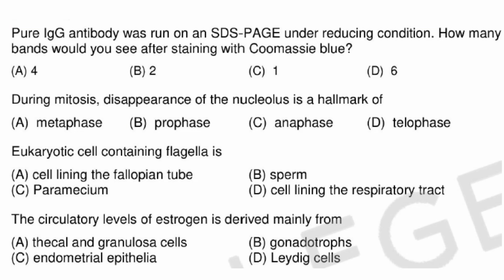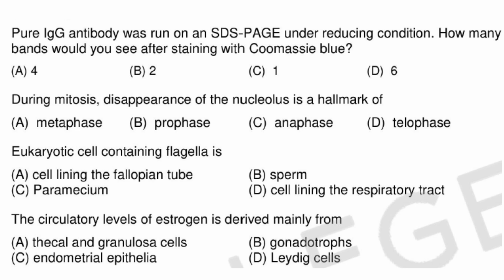Coming to the first question. Pure IgG antibody was run on an SDS page under reducing condition. How many bands would you see after staining with Coomassie blue? So IgG is having two heavy chains and two light chains which are joined by disulfide bonds. Here they have specifically mentioned that it is under reducing conditions that you run the SDS page.